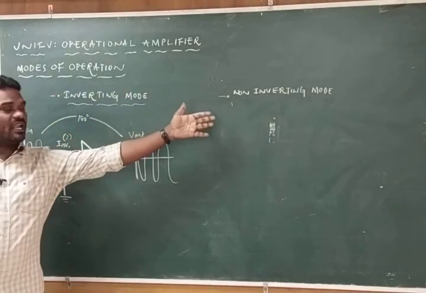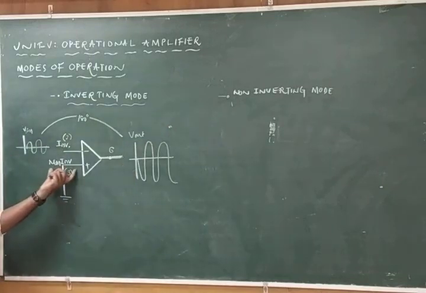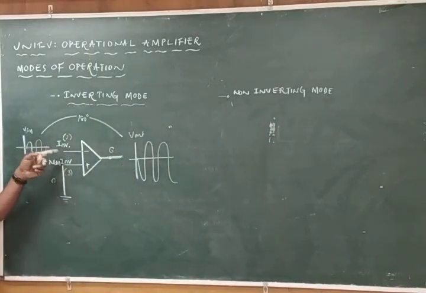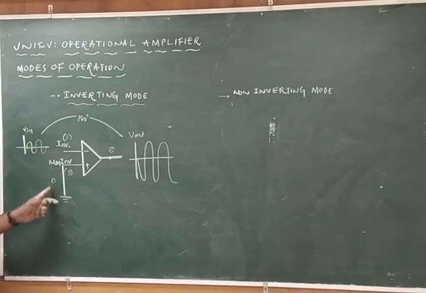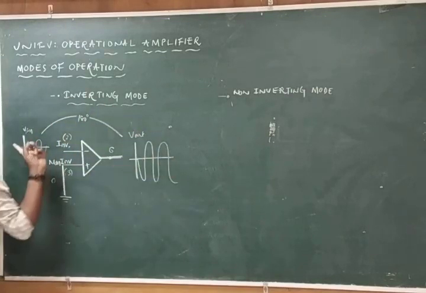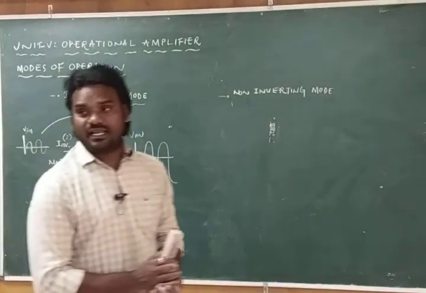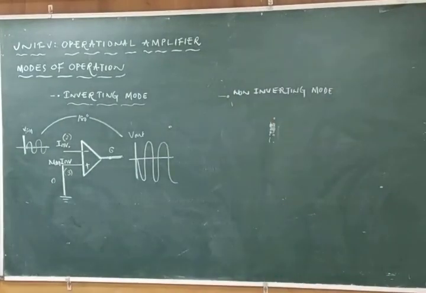Coming to the non-inverting mode, we give the input at the non-inverting terminal. Then the inverting terminal must be grounded, so that the output will be in phase with the input signal, and that is named the non-inverting mode of operation. First take the inverting mode of operation, and after that try to complete the non-inverting mode of operation.